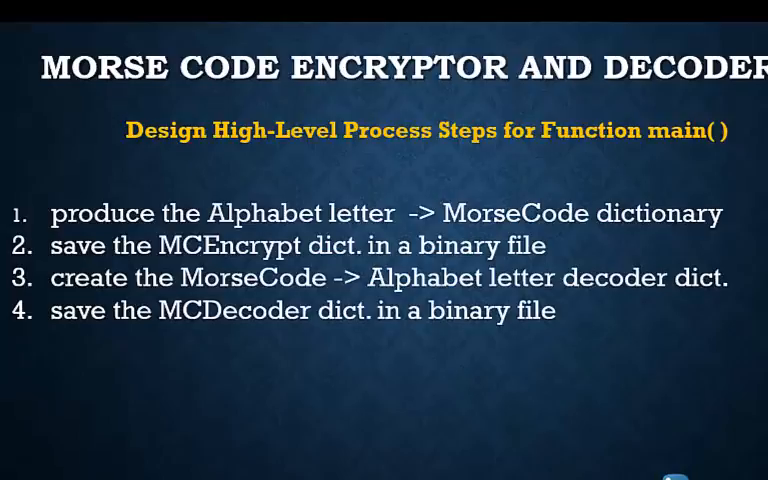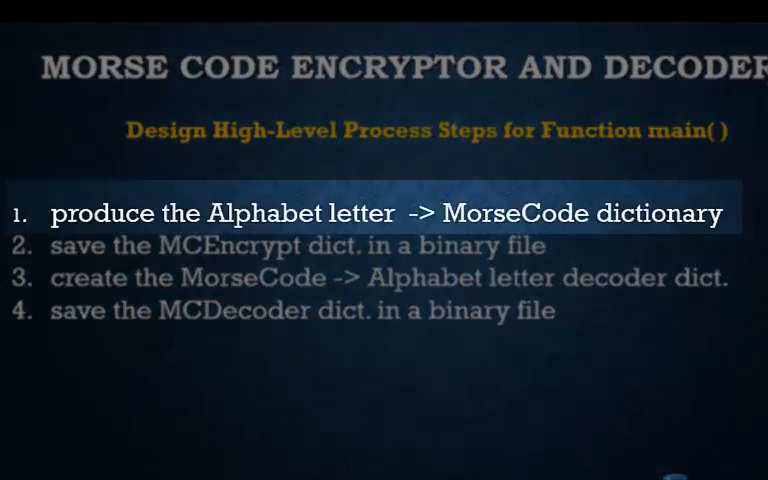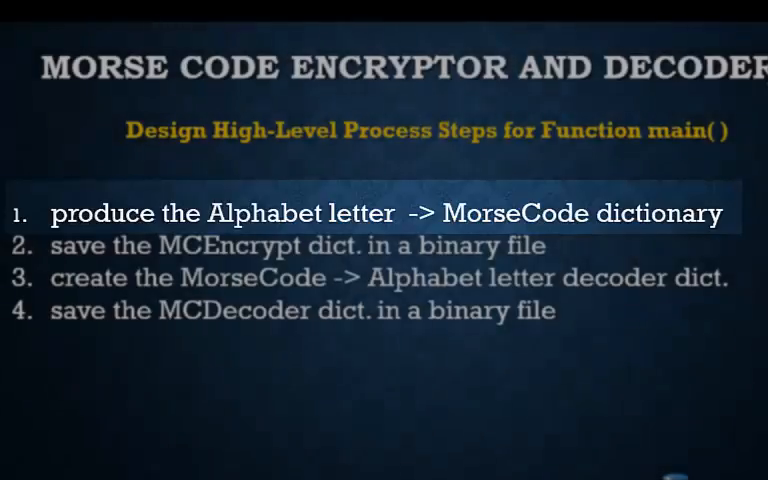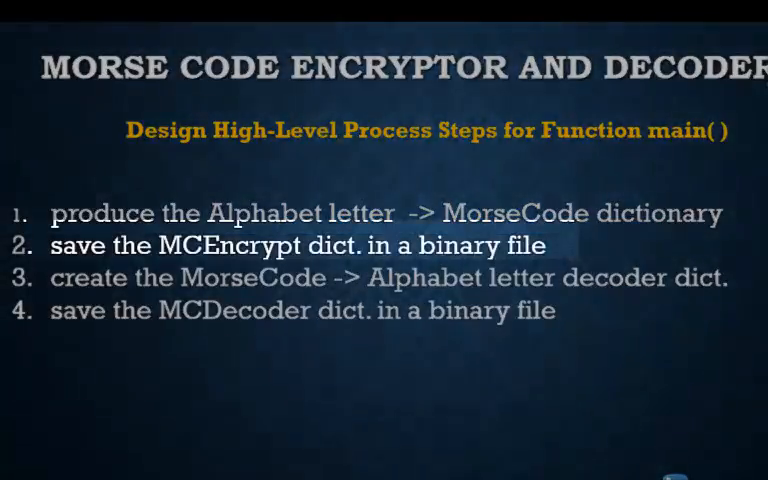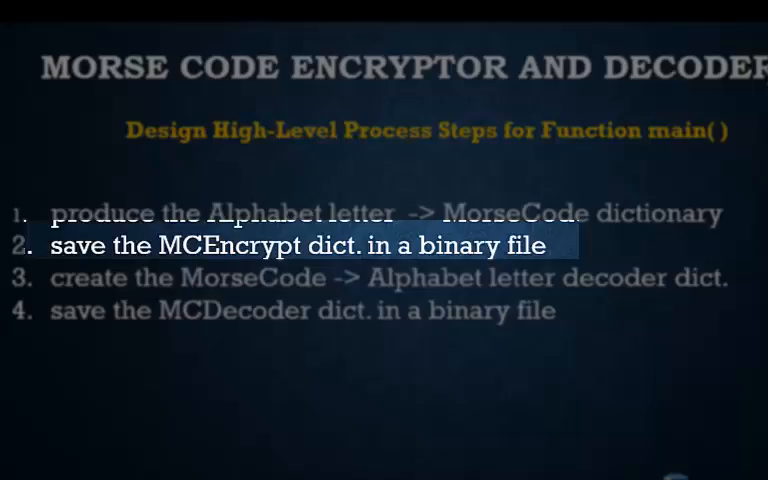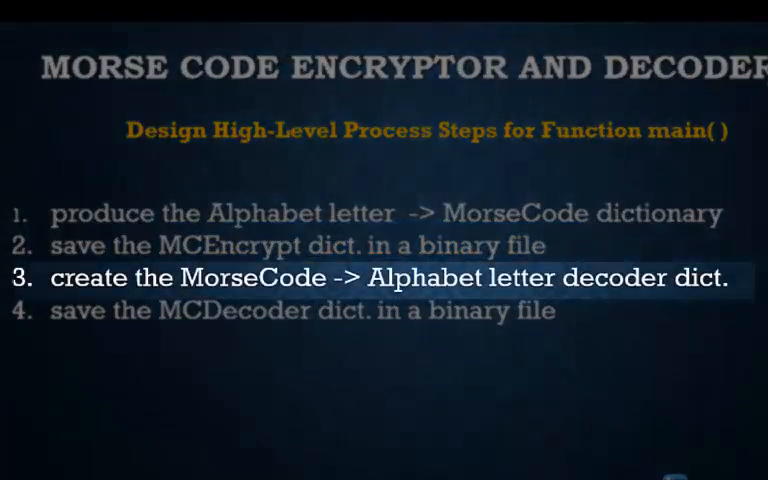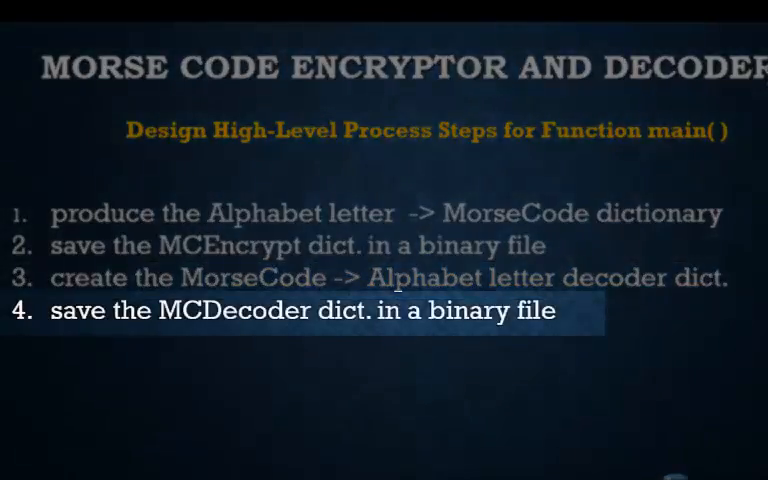Here is a high-level design for our main function. We need to produce the alphabet letters to Morse code dictionary, then save that in a binary file. We need to then create the Morse code to alphabet letter decoder dictionary and save that in a binary file.